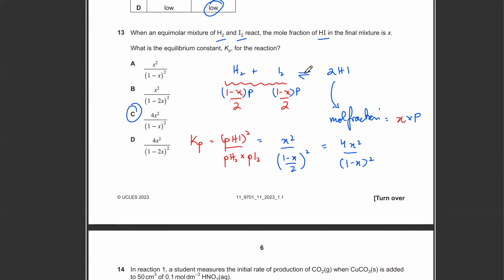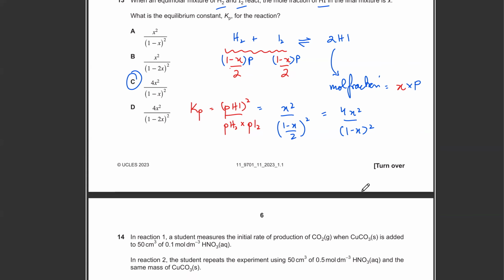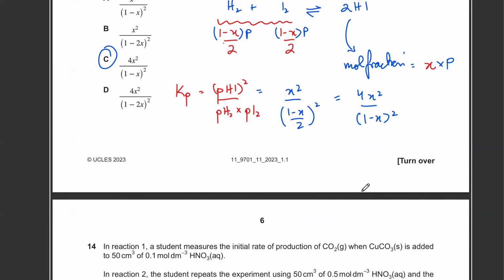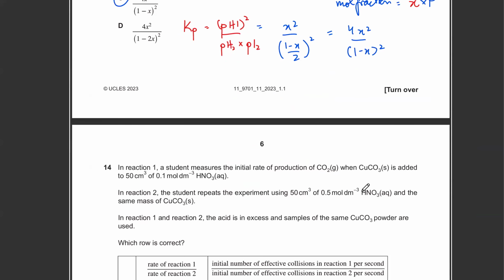So this wasn't an easy question. I mean, most people would not get how to do this one. But remember what mole fraction means. Probably you're not going to get this difficult a question. So let's move on to the next one.